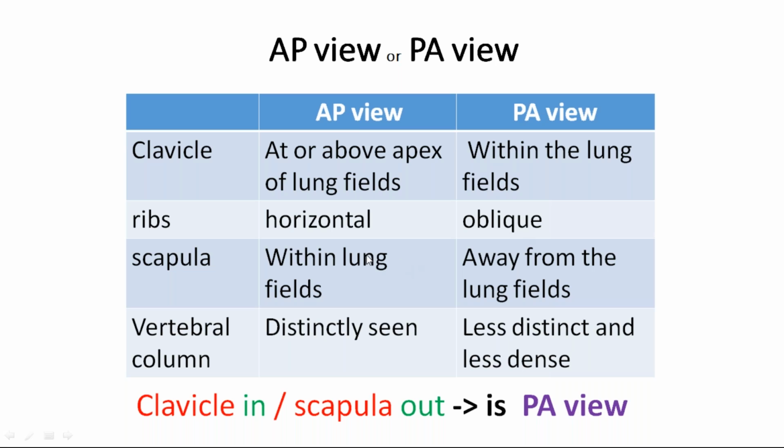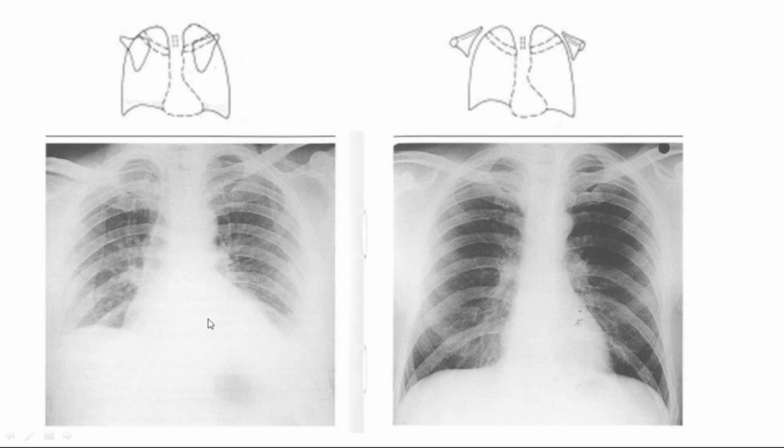The scapula is within the lung fields in AP view, and away from the lung fields in the PA view. The vertebral column distinctly appears in the AP view. It is less distinct in the PA. Most often we follow this: if you see the vertebral bodies very clearly, that is AP view. That's simple. So the mnemonic is clavicle in, scapula out. That is a PA view. Clavicle in, scapula out. Look at this now.